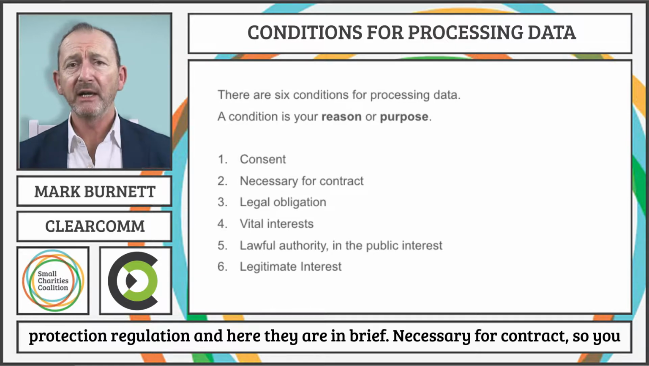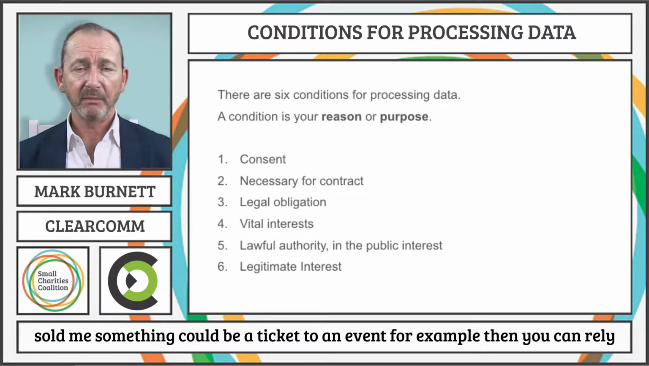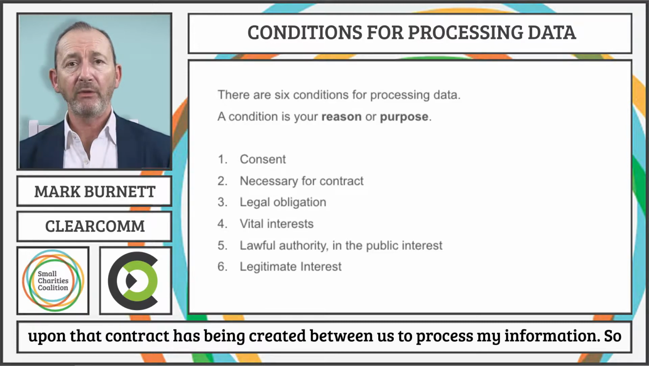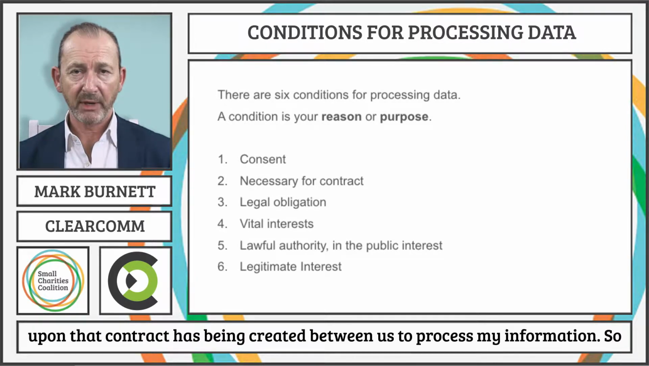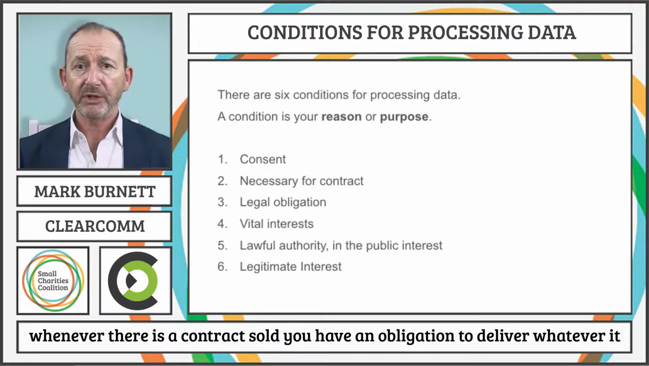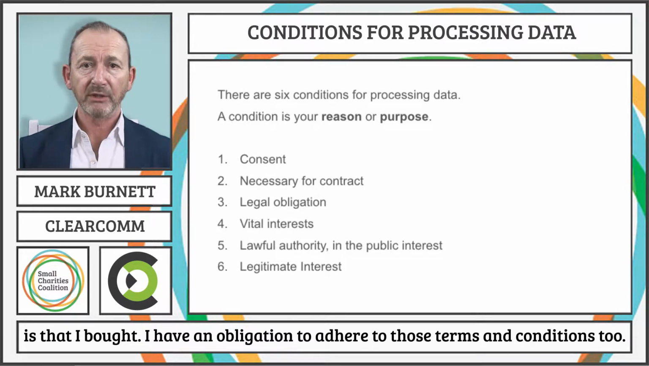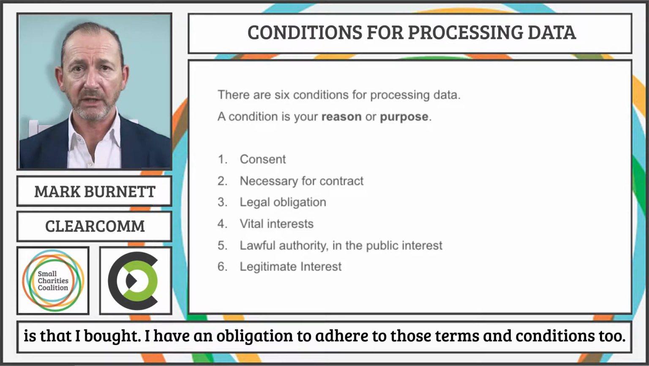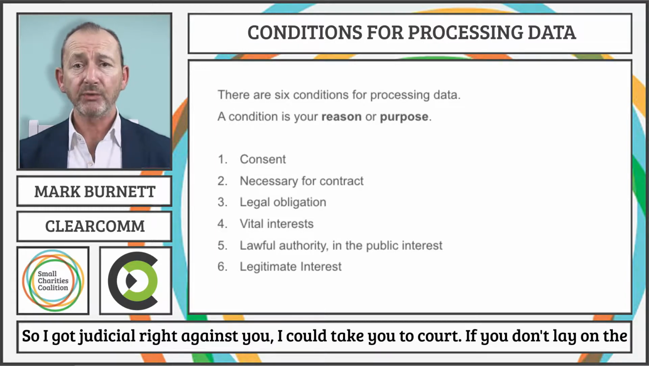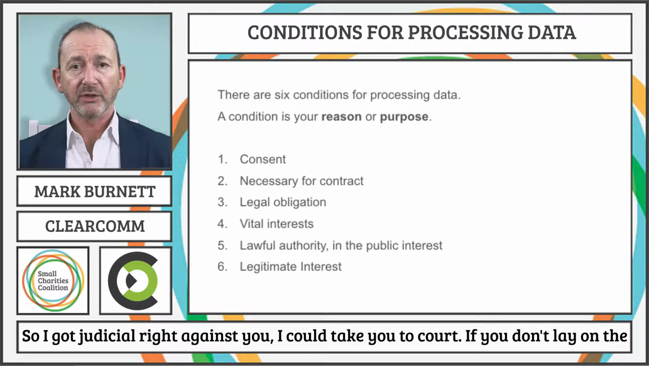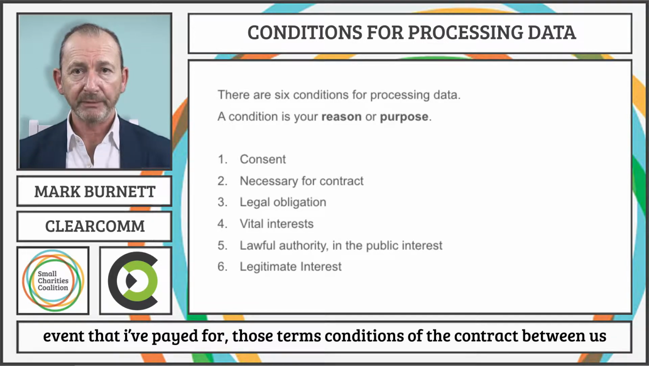Necessary for contract. So if you've sold me something, could be a ticket to an event for example, then you can rely upon that contract that's been created between us to process my information. Whenever there is a contract sold, you have an obligation to deliver whatever it is that I've bought. I have an obligation to adhere to those terms and conditions too. So I've got judicial right against you. I can take you to court if you don't lay on the event that I've paid for.